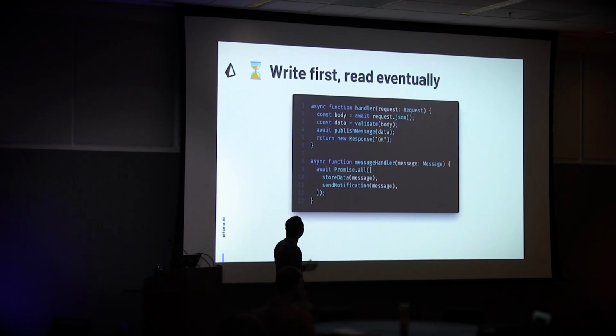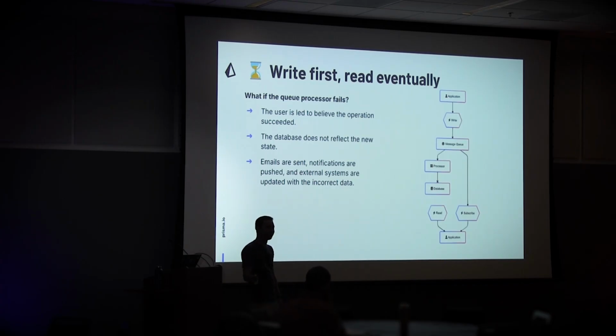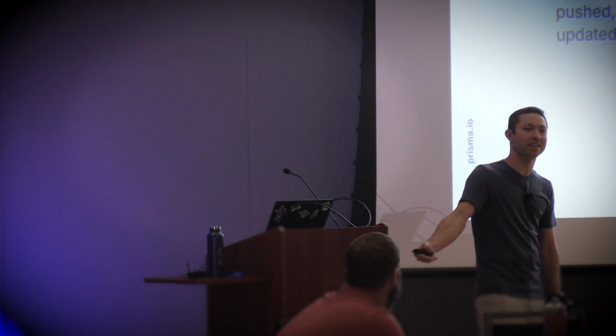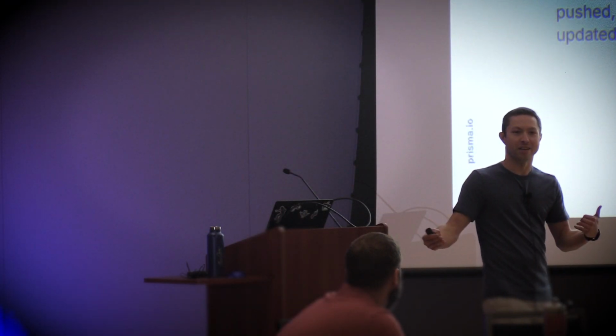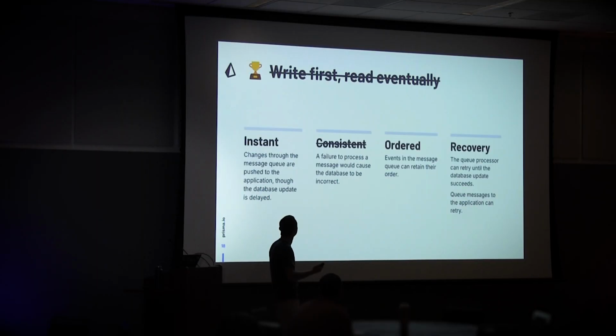Except, what happens if the queue processor fails? So we sent the message, we sent the notification, but then we didn't update the database. Now we can do retries here. We can eventually get the database correct, but there's going to be some lag time. So now that consistency and real time, that kind of goes away.